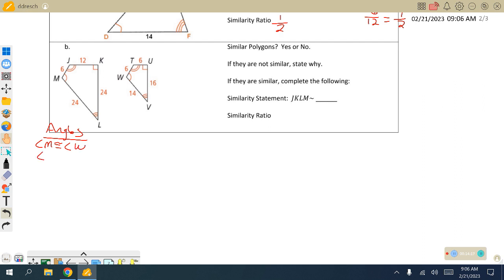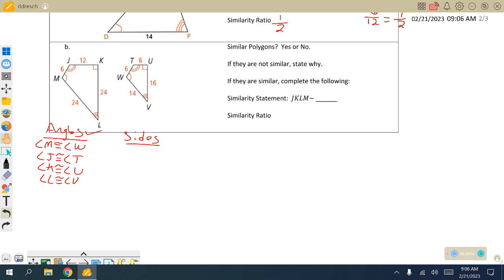Walk it around. Angle J. What's J here to go with? T, right? There you go. K appears to go with what? U. And what's the other one? L, double marking, or sorry, that's triple markings, appears to go with V. Okay, here we've got the same shape going, don't we? All right, let's go match up our corresponding sides. Doesn't matter which side you want to start off with. Just pick a side and start walking it around.